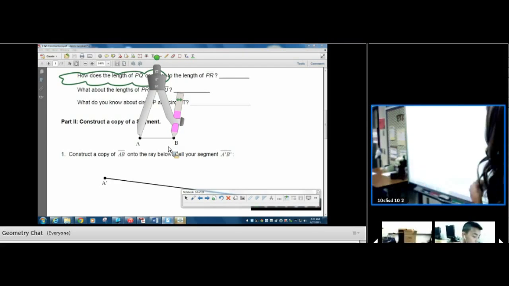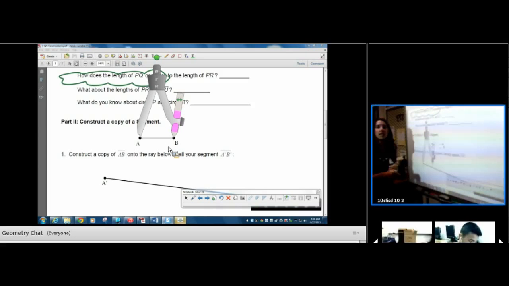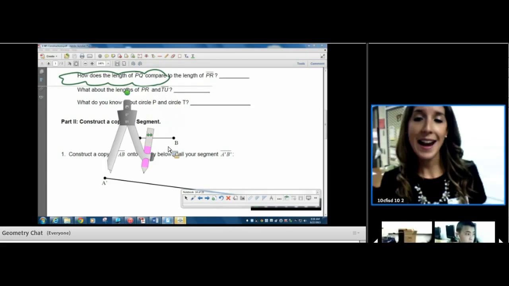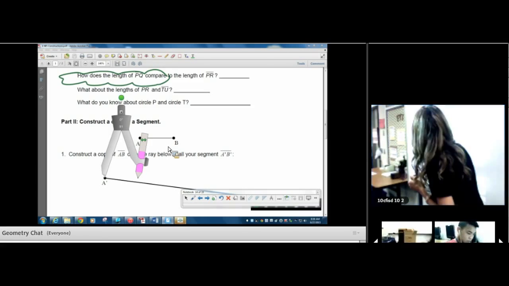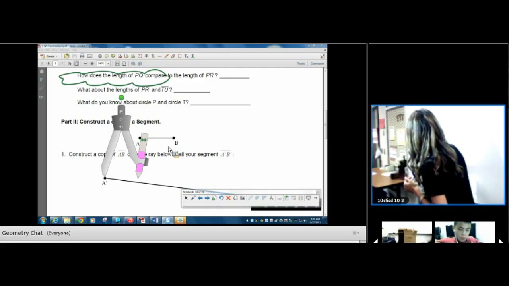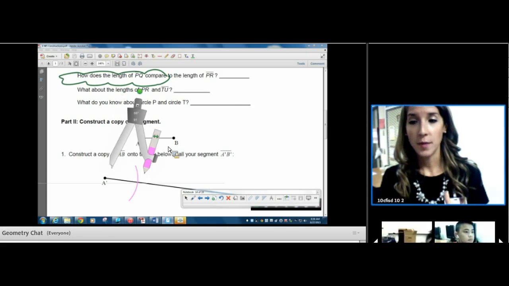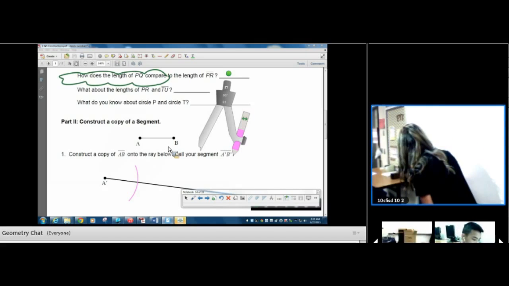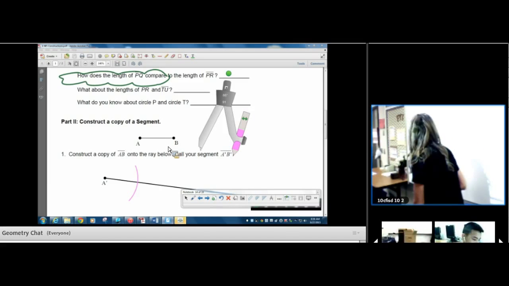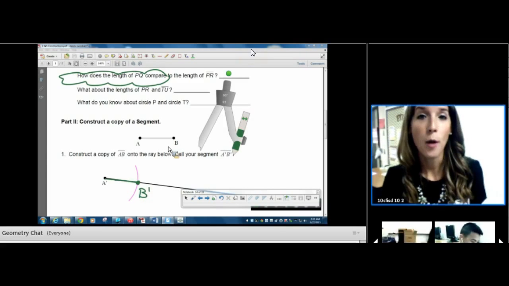So then you go to your ray, you put your needle on the end point of the ray. Don't just put your needle anywhere on the ray. Put it on the end point of the ray and make an arc. Make a nice, pretty arc. Now, where that arc intersects the ray, that's your other end point. And you just copied a segment without using a ruler.